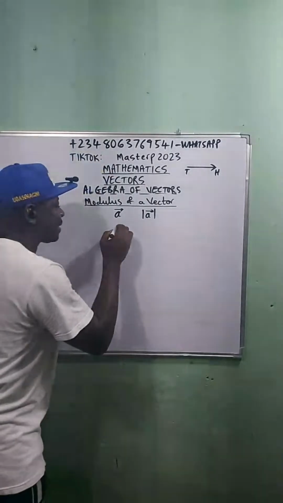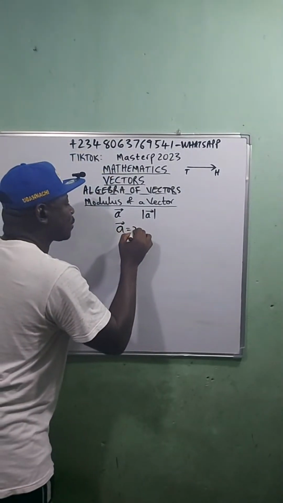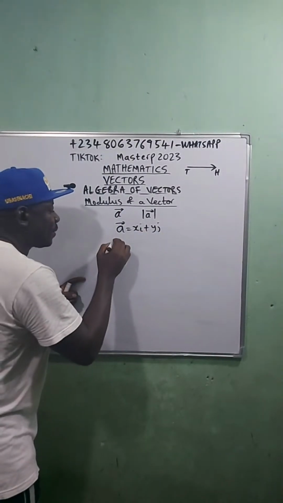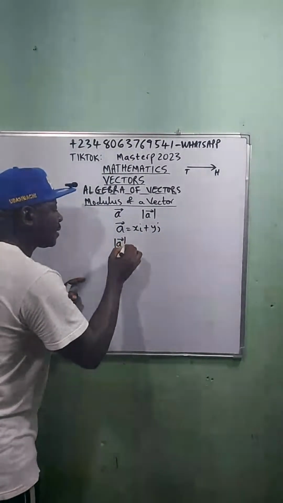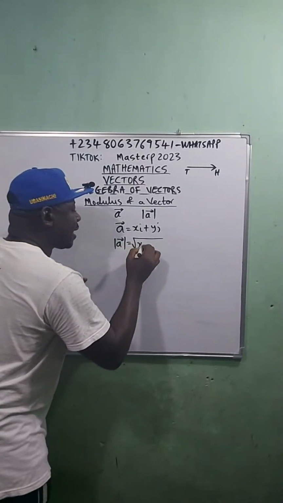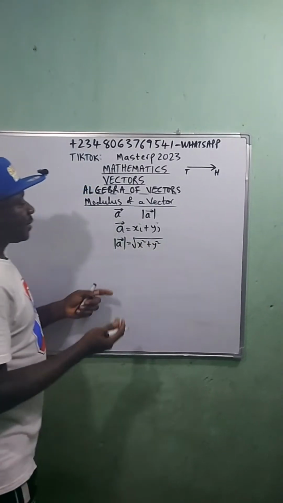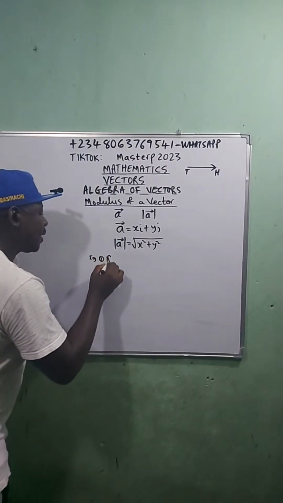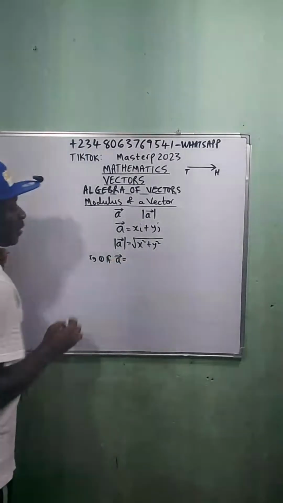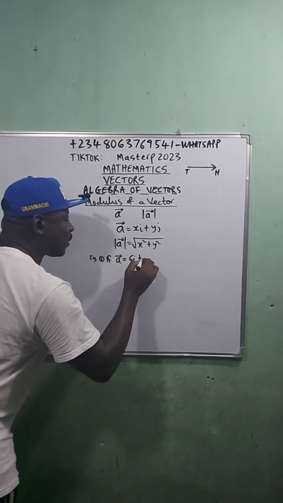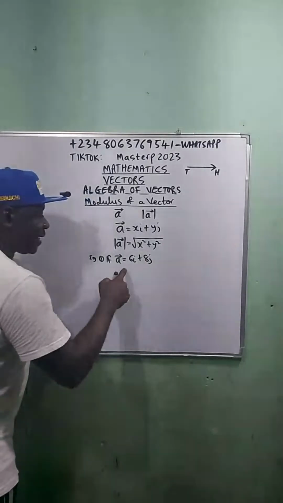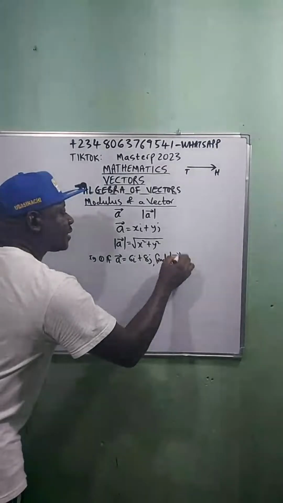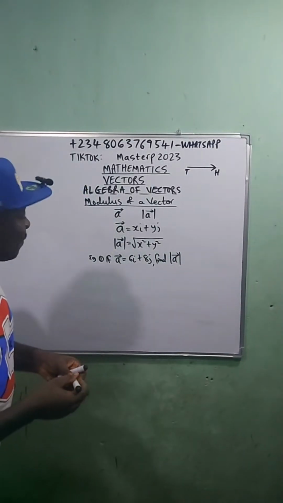So if a vector is given as A equals xi plus yj, then the modulus of this vector will be given as the square root of x squared plus y squared. That will be the modulus of the vector. We can take an example: if the vector A equals 6i plus 8j, and you are asked to find the modulus of A. In the exam, they say find this, and that simply means find the modulus of the vector.